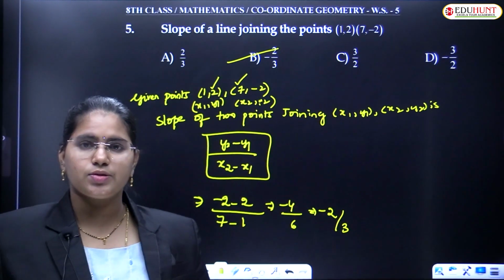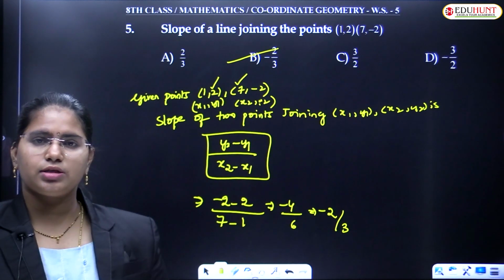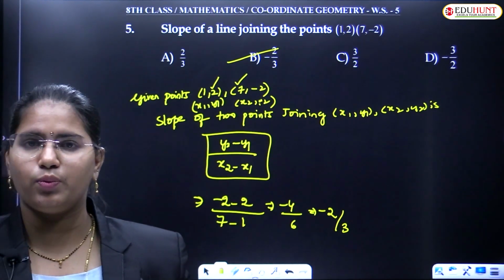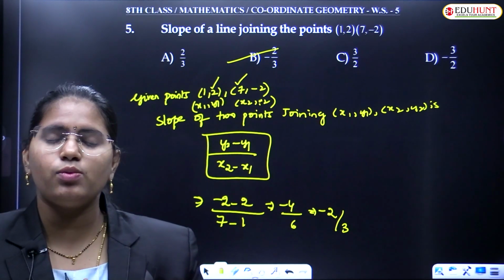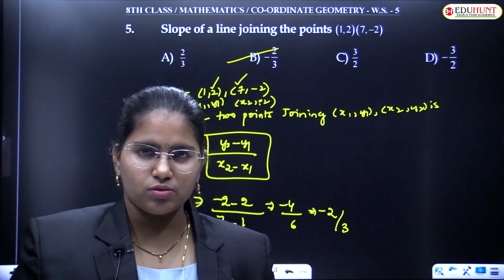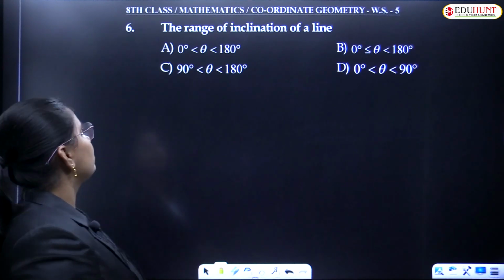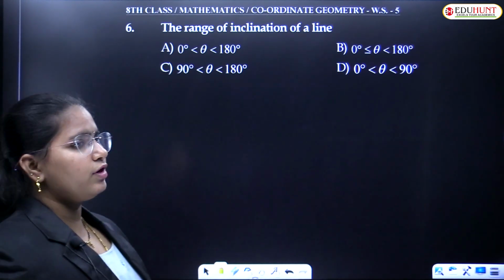Am I clear with this? What is the slope of a line if it is joining two points (x1, y1) and (x2, y2)? Simple, (y2 minus y1) by (x2 minus x1). Done? Next, the range of inclination of a line.